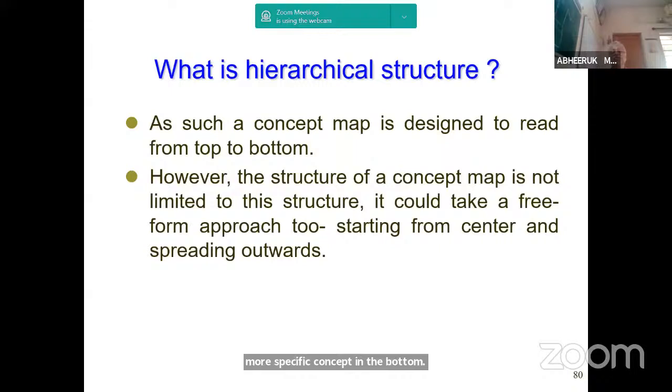So a concept map is designed to read from top to bottom, general to specific. The structure of the concept map is not limited. It could be free form. This is a tree structure one, but other forms can be there. It can start from the center and spread outwards, circularly or radially outward, also.